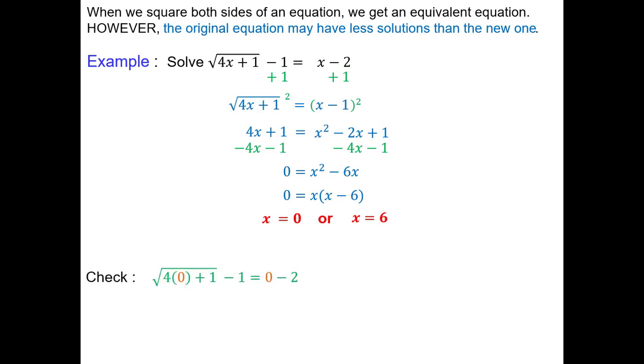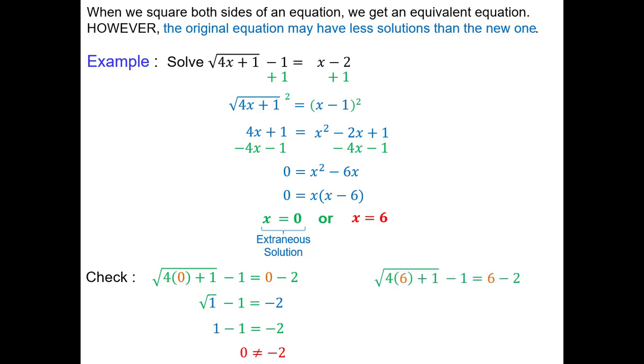But let's take a look at checking each of these values. If I plug in 0 to both sides of the original equation at the beginning, notice that we simply get the square root of 1 minus 1 is equal to negative 2. But notice that 1 minus 1 is 0. And so notice that that one didn't actually work. So x equals 0 is considered an extraneous solution.